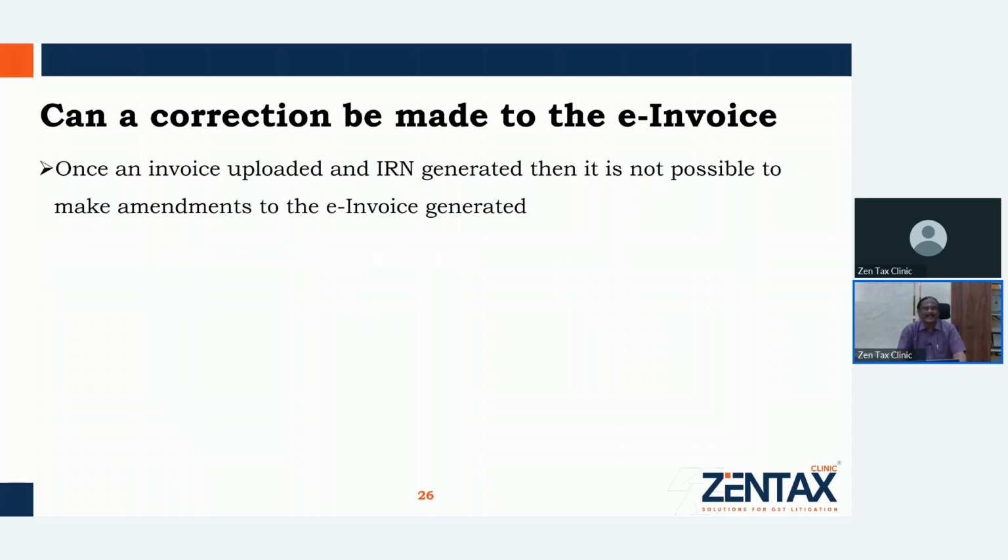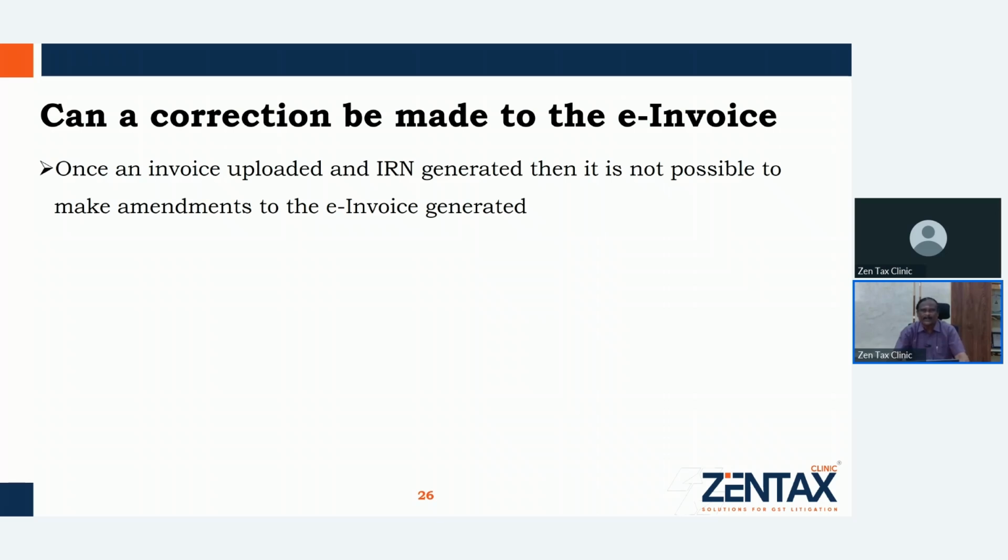Next question. Can I make a correction? There is a mistake. I have uploaded the invoice, but instead of quantity 10, I have wrongly put 1. Can I make amendments, or can I correct that e-invoice? It is a genuine mistake, a typing clerical error. See, once the invoice is uploaded and the IRN is generated, it is not possible to make amendments to the e-invoice. So you cannot make any amendments to the e-invoice once IRN is generated.